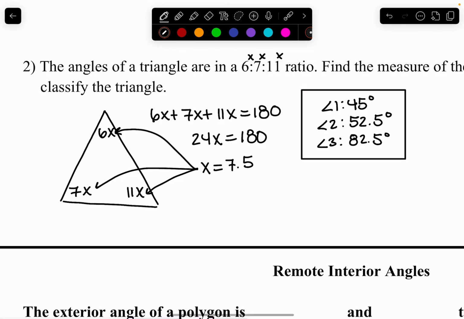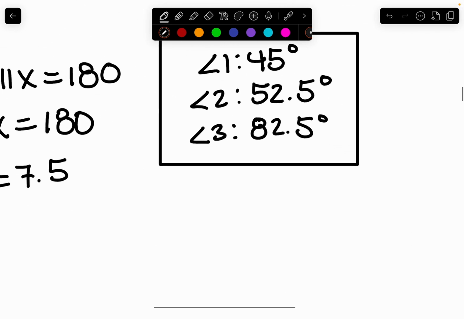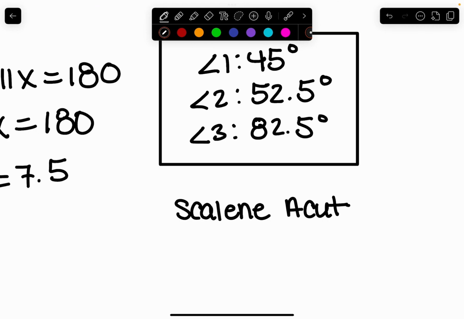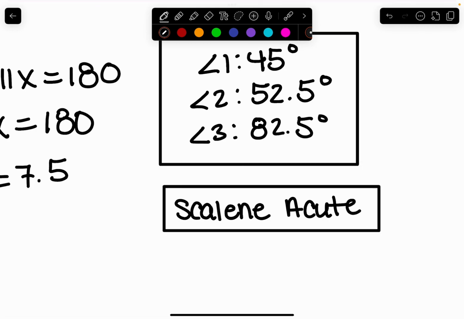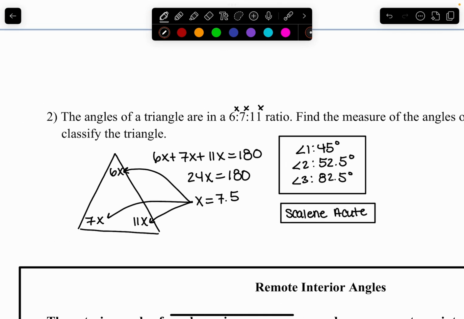Okay, again, I need to classify my triangle. So let's talk about the angles first because I have those. So if you look at it, all of your angles are different, so we know we have a scalene triangle, but then all of our angles are also less than 90, which means that we also have an acute triangle. So this is going to be a scalene acute or an acute scalene. It doesn't matter. I'm just going to say scalene acute. I don't think that sounds as good as scalene obtuse, but I think acute scalene would sound better, but whatever, okay? So again, I'm classifying it by the sides and the angles.